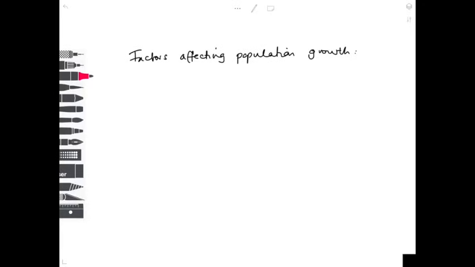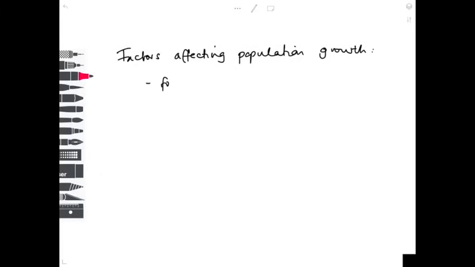So now let's look at the factors which affect population growth. We're going to use an example of cows. So there's a population of cows and they want to increase their number. So what factors would affect how quickly they can increase their numbers? Well, first of all, food supply. If there's not much grass available, then there isn't a lot of food for them to eat, so obviously they won't be able to grow and they will starve.